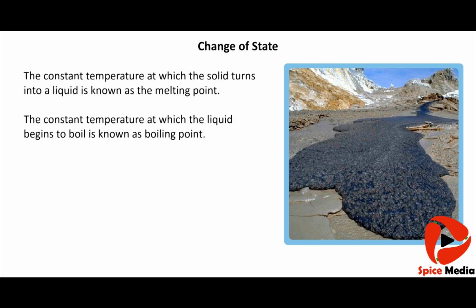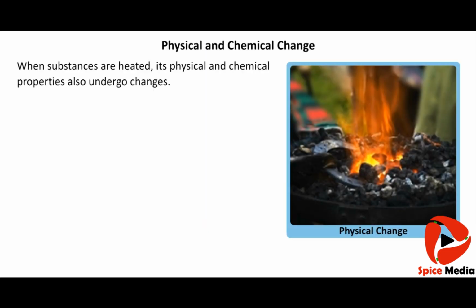The constant temperature at which a solid turns into a liquid is known as the melting point. The constant temperature at which a liquid begins to boil is known as the boiling point. When substances are heated, their physical and chemical properties also undergo changes. Let us discuss a few examples based on the physical and chemical changes.